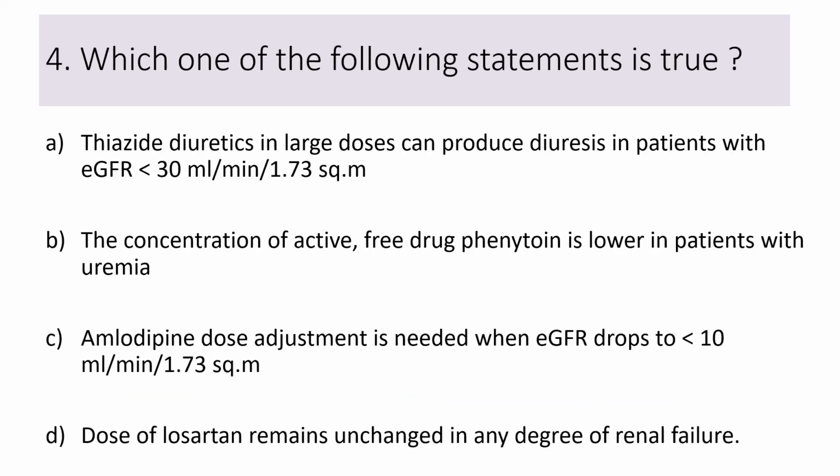Going to the last MCQ: which one of the following regarding various drugs statements is true? Thiazide diuretics in large doses can produce diuresis in patients who have GFR less than 30. The concentration of active free drug phenytoin is lower in patients with uremia. Amlodipine dose adjustment is needed when eGFR drops to less than 10 ml, and dose of losartan remains unchanged in any degree of renal failure.